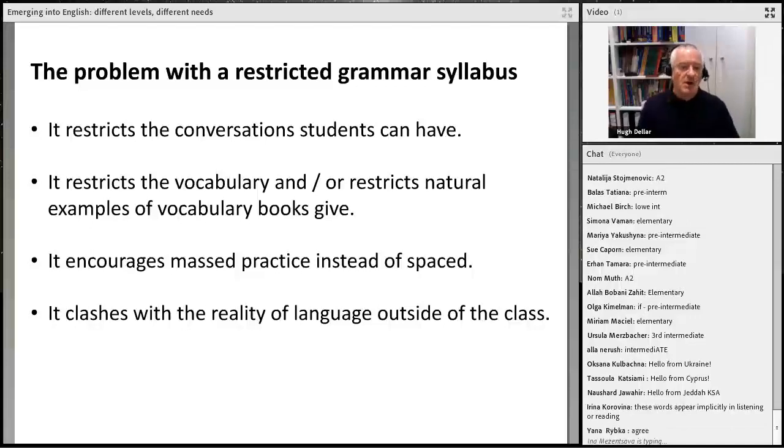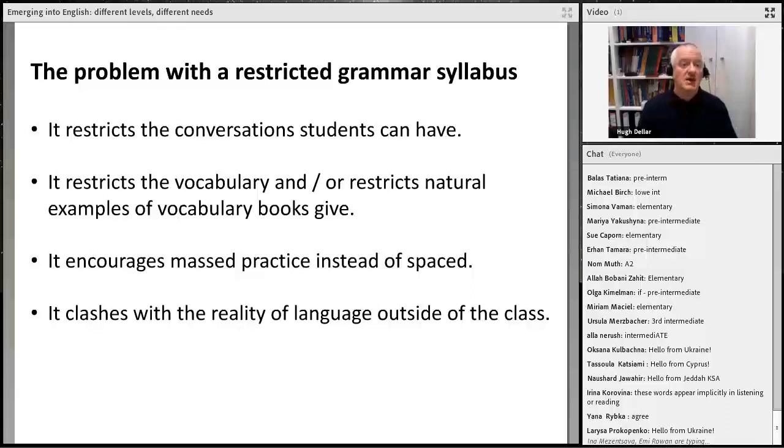And obviously on one level, this restricts the kinds of conversations you can have. It's difficult to talk about things if you don't have these basic building blocks. You might think they appear implicitly in listening or reading, but actually very, very rarely, because generally the idea is if they appear, they have to be taught.